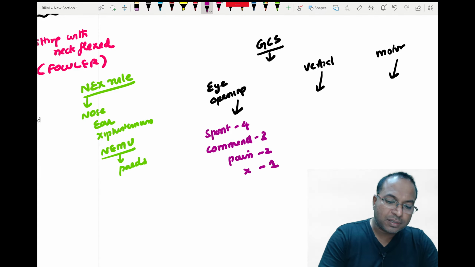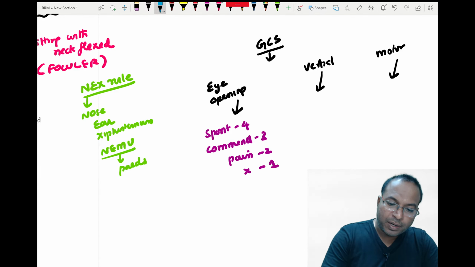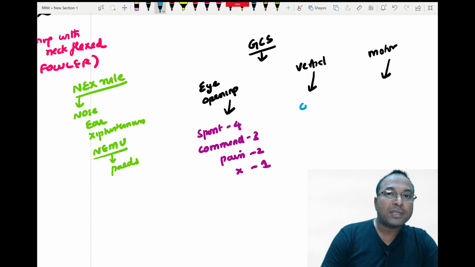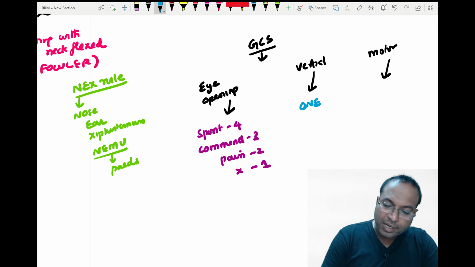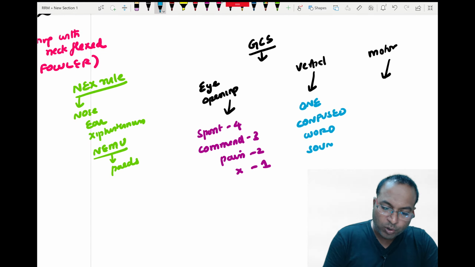Verbal, you just remember this phrase of mnemonic. The mnemonic is: One Confused Word Sounds Nowhere. That is the mnemonic. Okay. One Confused Word Sounds Nowhere is the mnemonic.